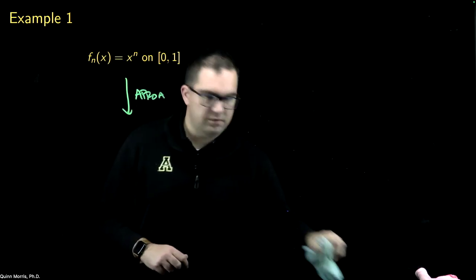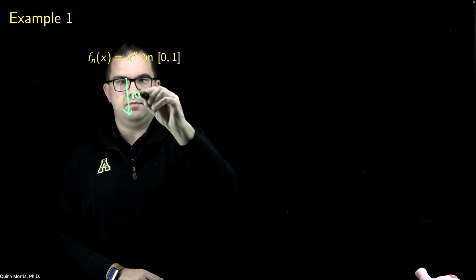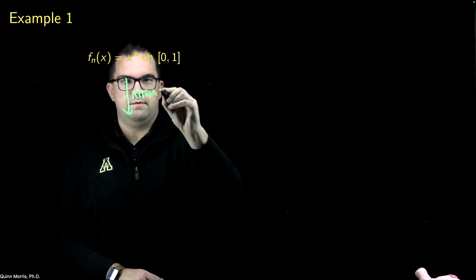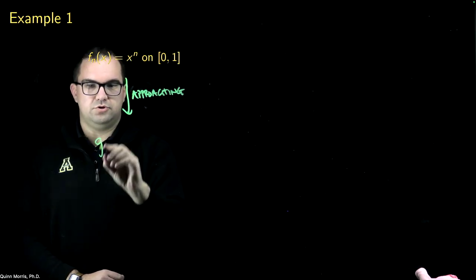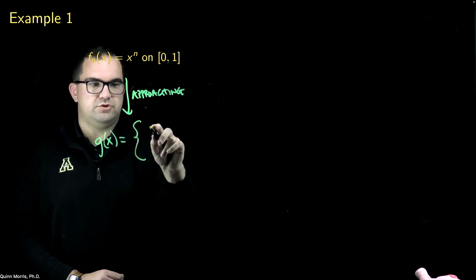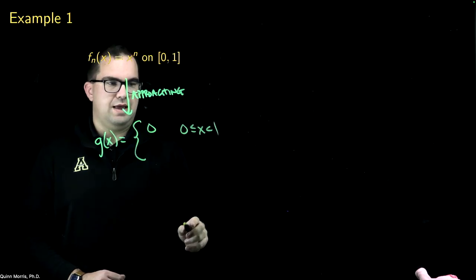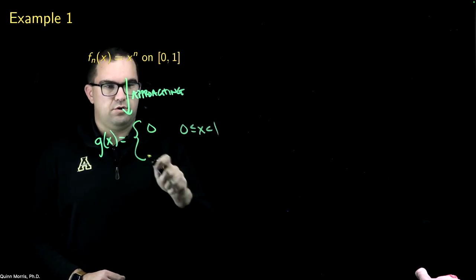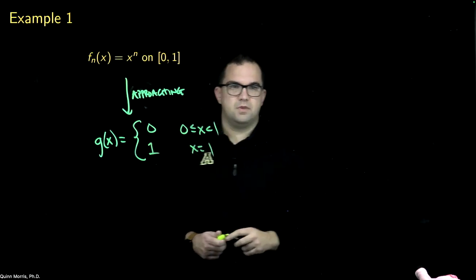Oh, I left one of the p's out there. This appears to be approaching the function, which we'll call g of x, which was 0 when x was between 0 and 1, including 0 but not 1, and 1 when x is equal to 1.